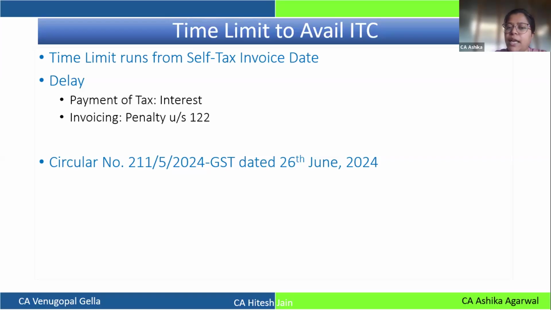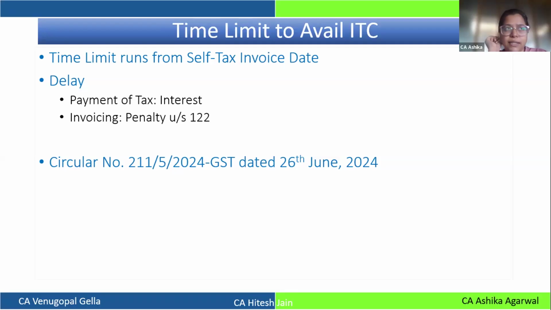That fact is also clarified in Circular 211. The time limit to avail the ITC will be taken from the self-tax invoice where the supplier is unregistered. But where the supplier is registered, it will run from the tax invoice. Where it is unregistered, you are raising a self-tax invoice, then only will it run from the self-tax invoice. Okay, so if you delay payment of tax on RCM, you will be liable for interest. And if you delay raising the invoice, you will be liable to penal consequences.